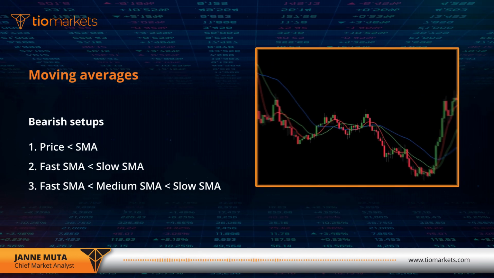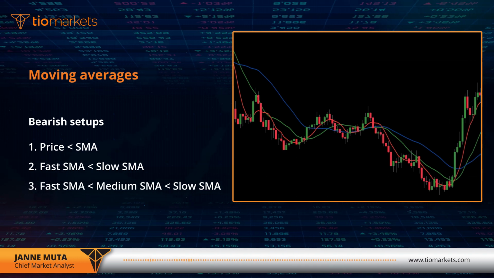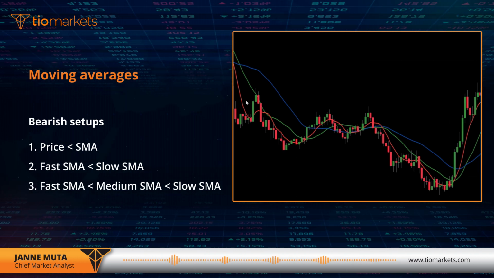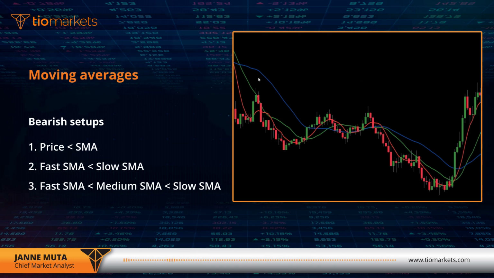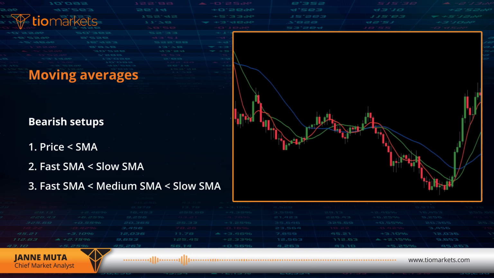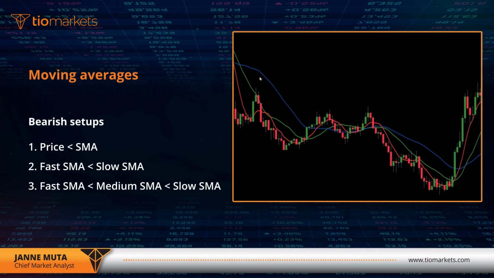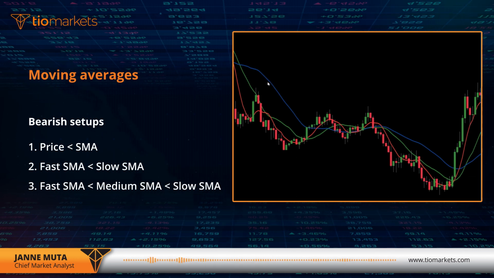Then let's go and see the downtrending market. The same applies here. If you have price below the SMA, then you have the system one is working here. That's the filter. And obviously all of these are true at the same time, most of the time.